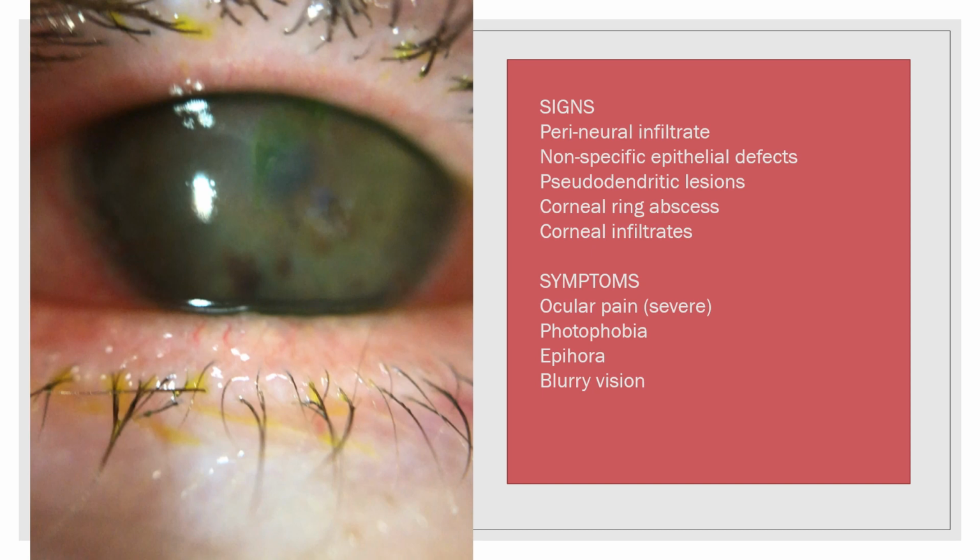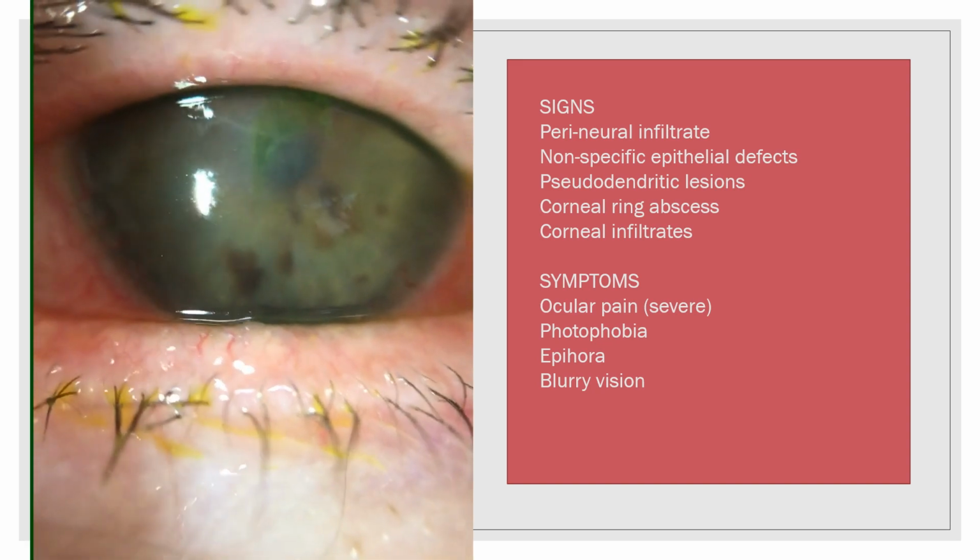The classic signs that you look for include perineural infiltrate, non-specific epithelial defects, pseudodendritic lesions, corneal ring abscess, and corneal infiltrates. By the time you get the classic ring abscess, that's a bit too late. You want to catch it early and commence your therapy before it goes to that stage. And symptoms, classically, are a lot more pain, more severe than what it actually looks clinically. Very sensitive to light, photophobia, watery eyes, and blurry vision.